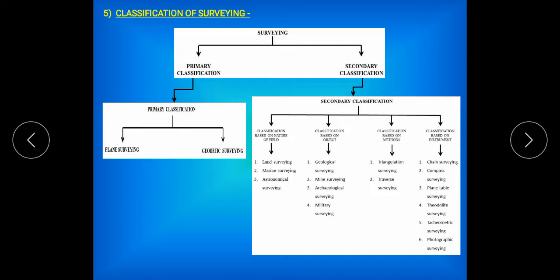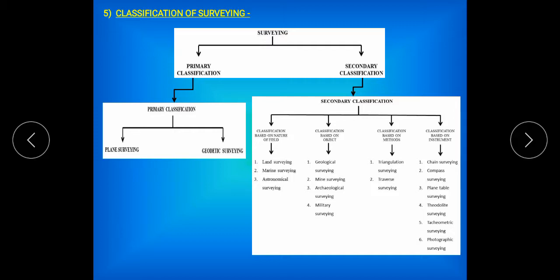In the nature of field there are three types: the first is land surveying, second marine surveying, third astronomical surveying. Land surveying means when the survey is carried out on the surface of the earth or on the ground. The second is marine surveying, which is related to water, when we survey in the ocean or in the river. The third is astronomical surveying. In Marathi, astronomical means Khagol Shastra.